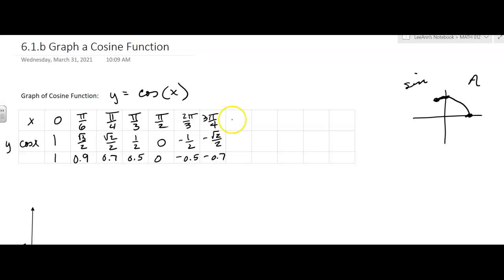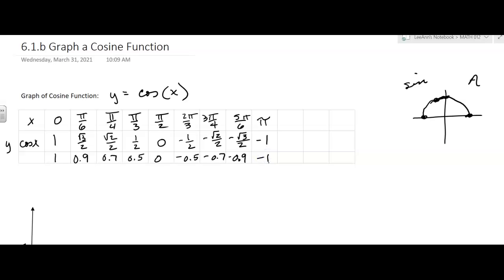And then you're going to have 5 pi over 6, which is going to be negative square root 3 over 2, or approximately negative 0.9. And then that's taking you through those angles there until we get here at pi. Now, what's the cosine of pi? Negative 1.